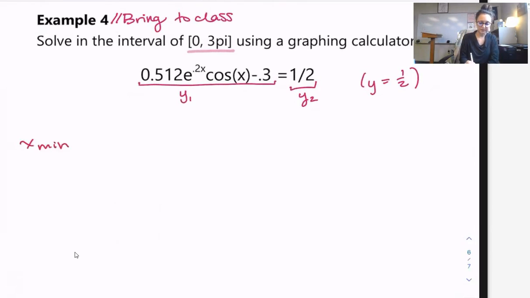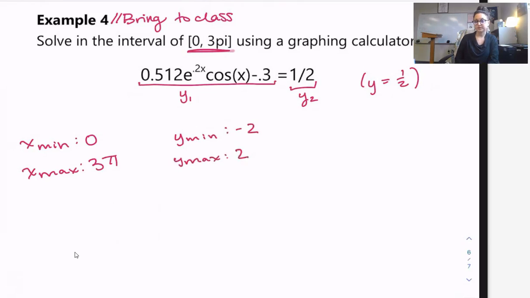So for x-min, since we're going to come back to that interval, that should be 0, so your left value on your screen. Your x-max, your right value, is going to be 3 pi. Okay. Now for your y's, let's talk about that. y2, or y equals 1/2, is just a horizontal line through the y-axis at 1/2, right? So for y-min, why don't we go like -2 to +2, so we can be sure we capture that 1/2, but we don't get too far away that we can't see what's going on close to y equals 1/2.